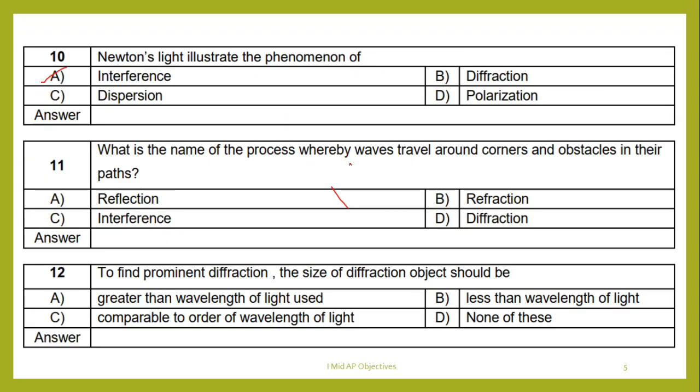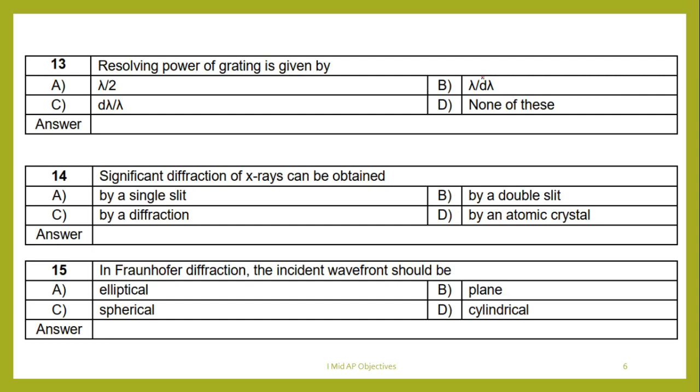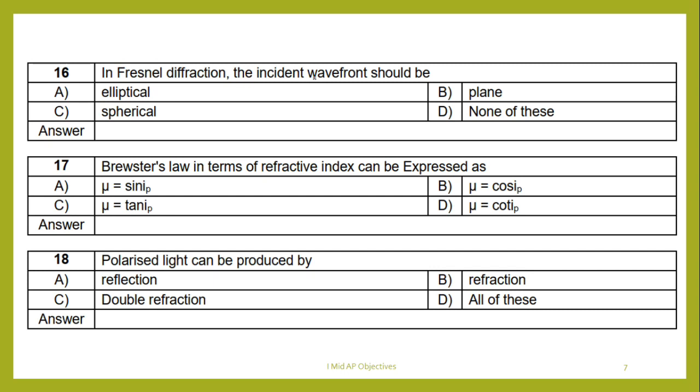What is the name of the process whereby waves travel around corners and obstacles in their path? Diffraction. To observe prominent diffraction, the size of the diffracting object should be comparable to the order of the wavelength of light. The resolving power of the grating is given by lambda by d lambda. Significant diffraction of X-rays can be obtained by an atomic crystal. In Fraunhofer diffraction, the incident wavefront should be plane. In Fresnel diffraction, the incident wavefront should be spherical.